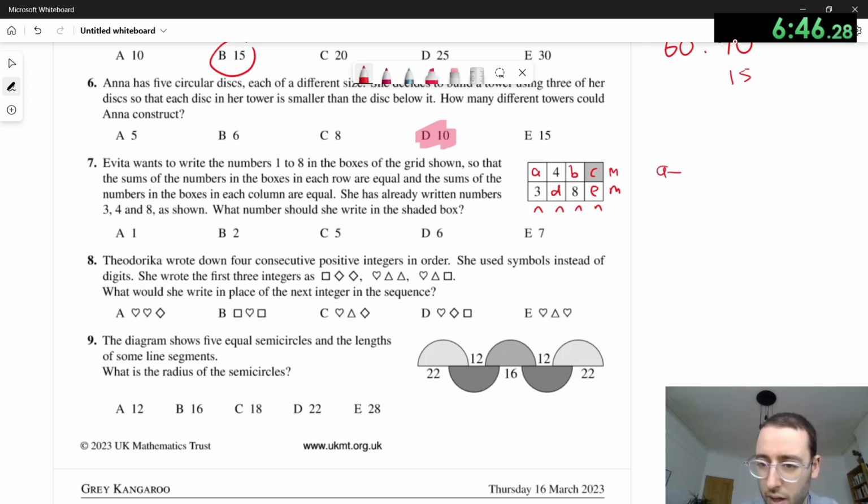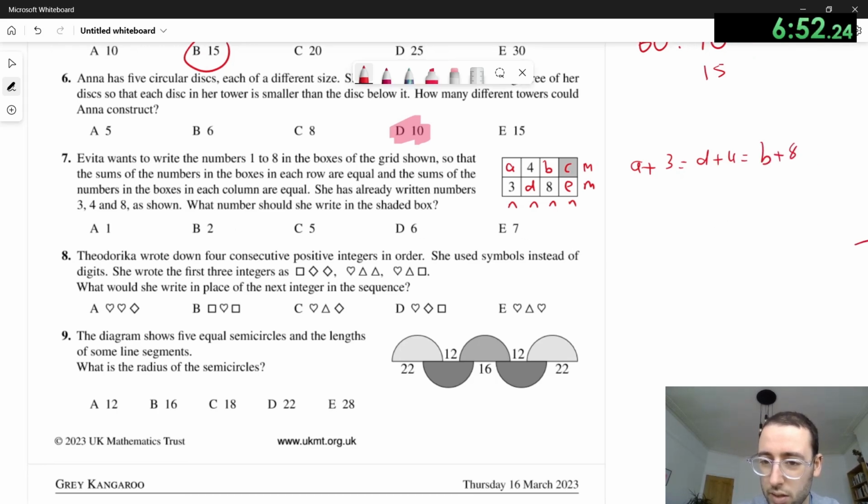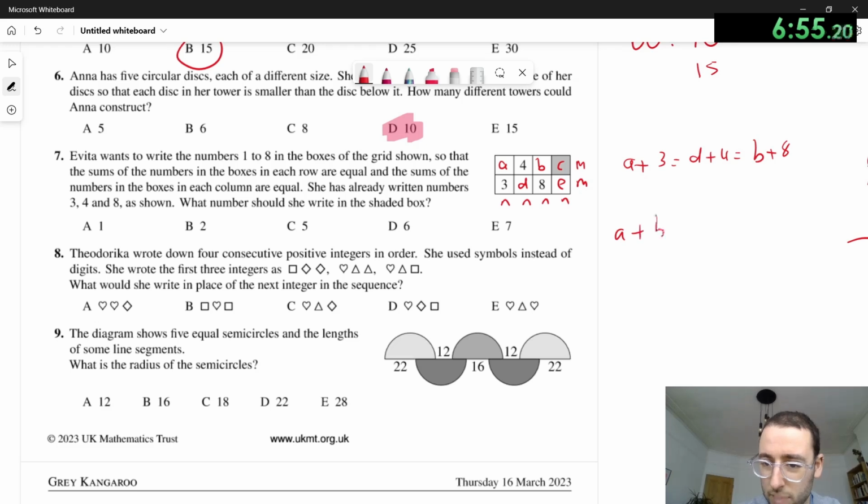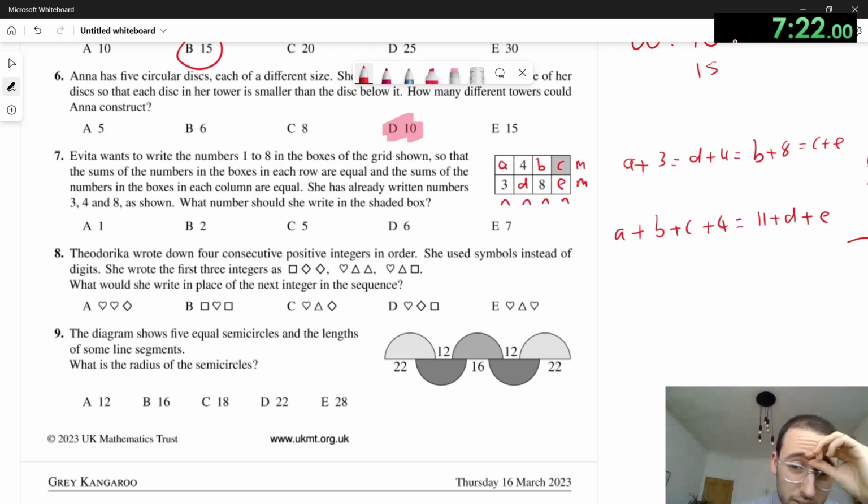Okay, so A plus 3 equals D plus 4 equals B plus 8. And A plus B plus C plus 4 equals 11 plus D plus E equals C plus E. Okay, so we're trying to find C. Oh, and it's just the numbers 1 to 8. Okay, well, I think I'm being too general. Let's just try it. Numbers 1 to 8.